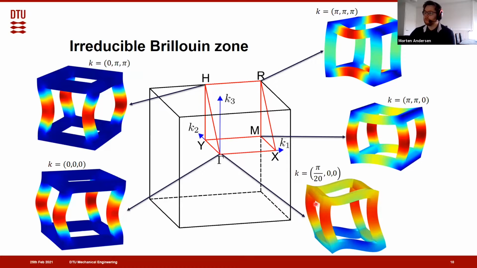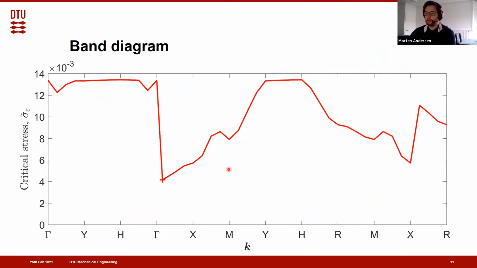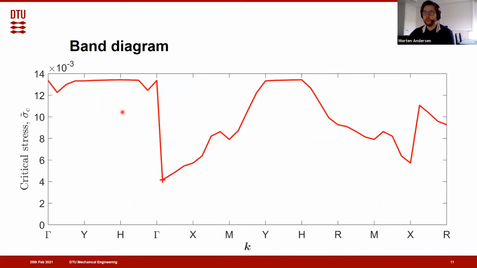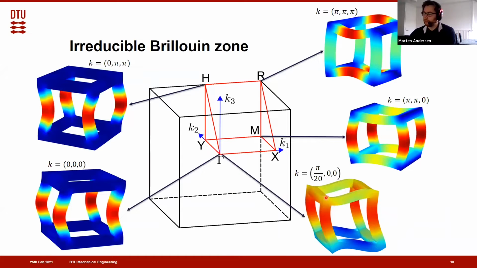So the problem now becomes to find the boundary conditions that yield the lowest buckling strength. And we do that by sweeping the band diagram. So basically we sweep all the edges of this irreducible Brillouin zone, and we put this into the band diagram, and we find the lowest buckling strength. And that turns out to be this global shear mode right next to the symmetry point. So this mode here is actually the critical buckling mode for this structure.